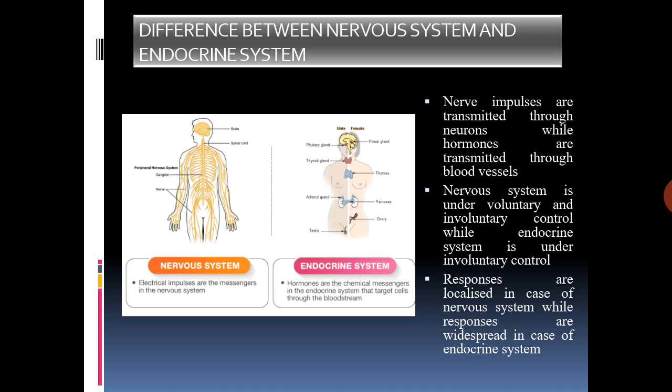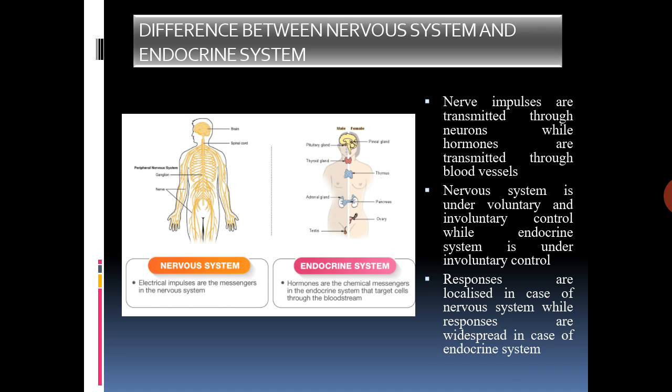Brain and spinal cord constitute the nervous system. Glands and organs like thyroid, pituitary glands, reproductive organs like ovaries and testes are involved in the endocrine system. Then the nervous system is under voluntary and involuntary control, but the endocrine system is under involuntary control.